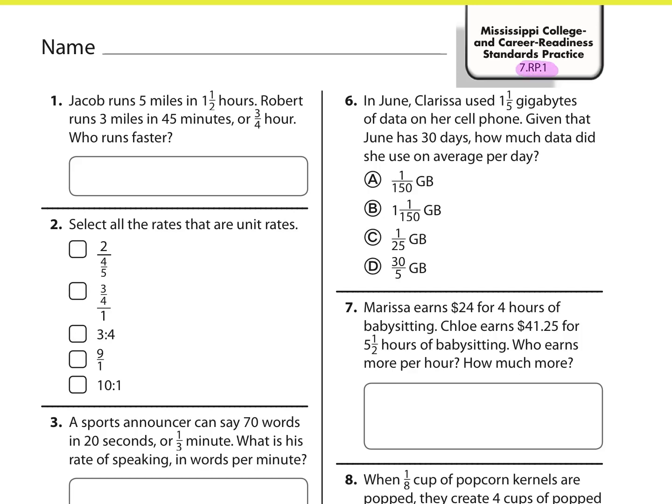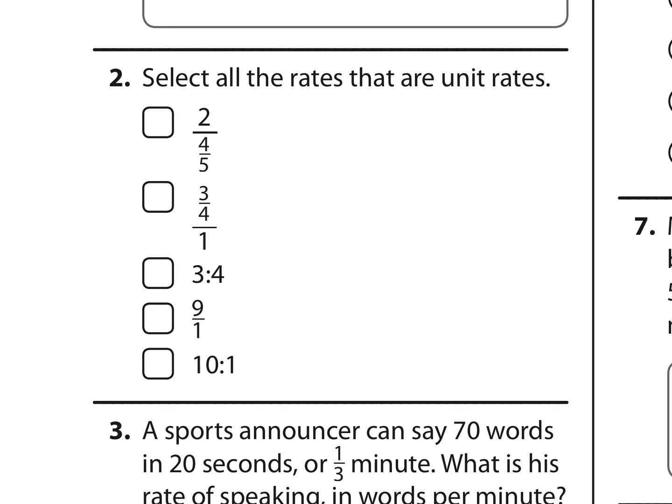7.RP.1. RP stands for ratios and proportions, and this standard is specifically about unit rates. Looking at problem number 2, it says select all the rates that are unit rates. A unit rate is just going to be able to be written as a fraction, and it's always over 1. So looking at each of these fractions, the second one is over 1, the fourth one is over 1, and the fifth one, 10 to 1, is like saying 10 over 1.